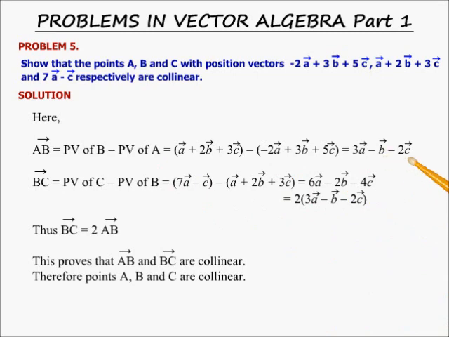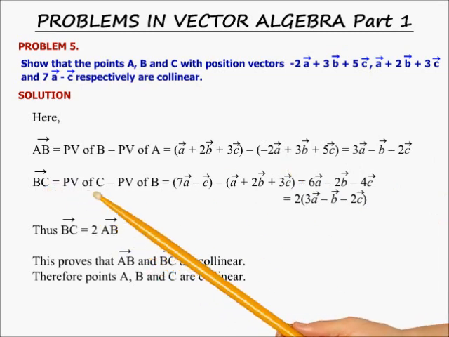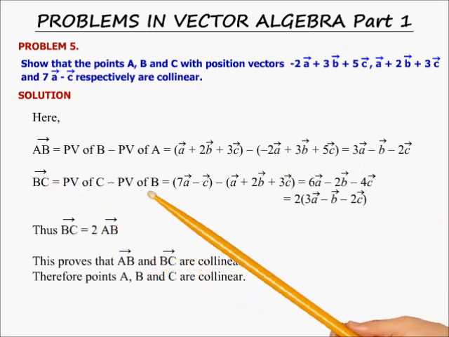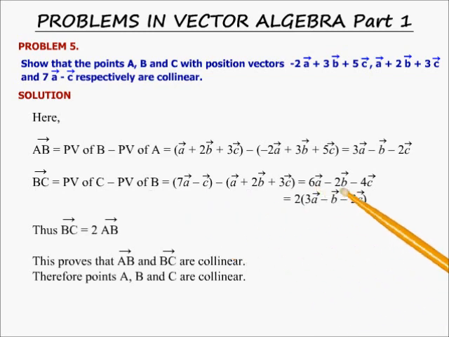Similarly, we find vector BC, which is equal to position vector of C minus position vector of B. Again, we calculate it and find that it is equal to 6A minus 2B minus 4C, which is equal to 2 into vector AB. This proves that AB and BC are collinear. If AB and BC are collinear, it proves that points A, B, C are also collinear.